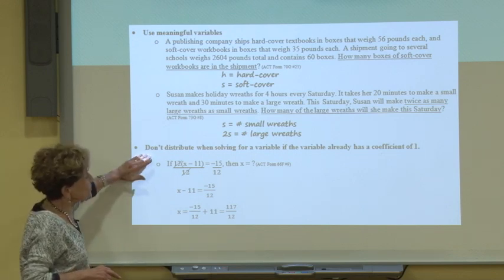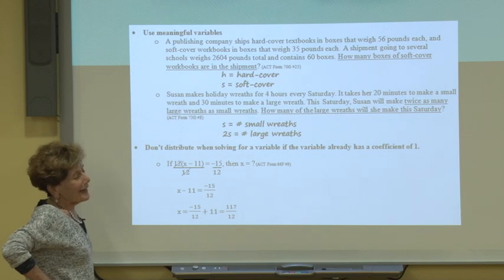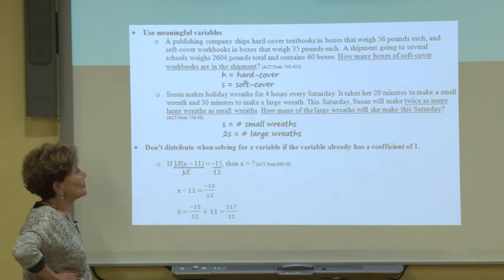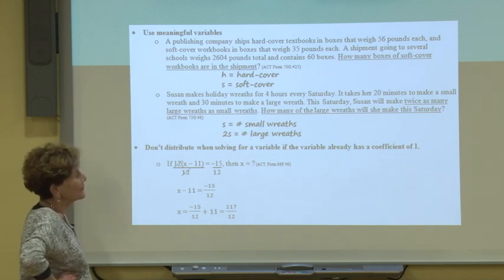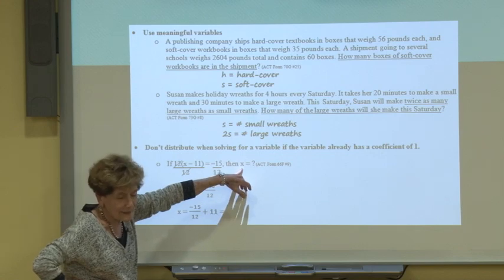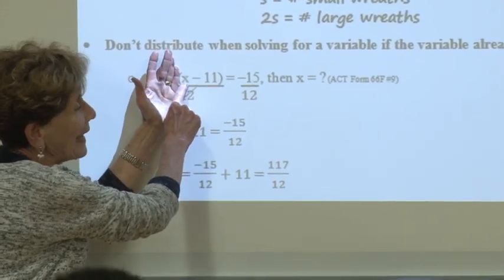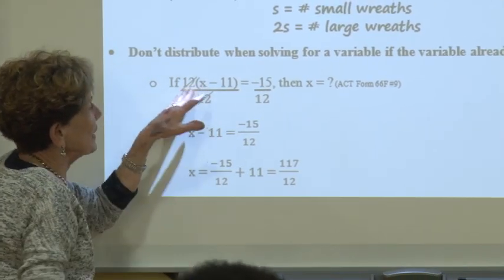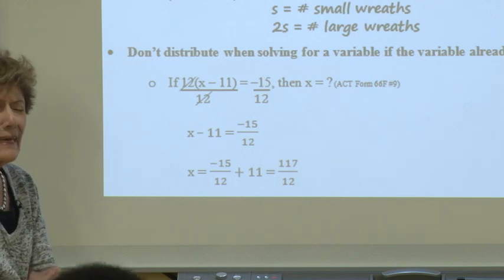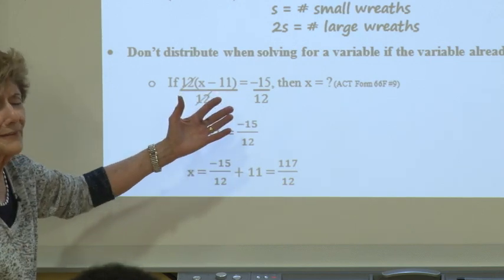And then this one, I see over and over: don't distribute. Pick up your pencils and underline that. Don't distribute when solving for a variable if the variable already has a coefficient of 1. That's real wordy, but the point is, they want x. They want 1x. You've got 1x. If you distribute, you'll have what? 12x. Don't make it more complicated. Keep it at 1x. In other words, divide through by 12.